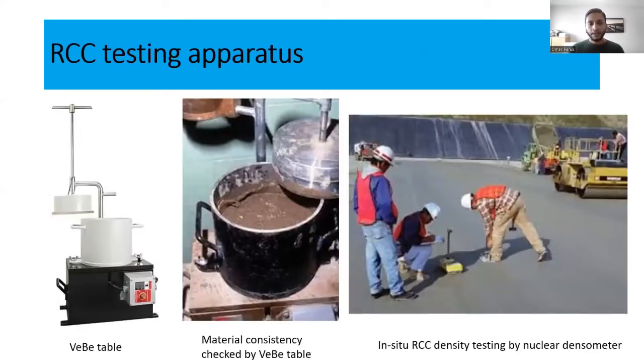When we deliver the material on site, and we're going to be building in a large volume, we need to make sure that each truck is bringing consistently the same material. On the left of the screen, you see an apparatus called the VB table. This is a cylinder-shaped apparatus, and on top there is a surcharge weight, and it is mounted on a vibrating table. This black box is a vibrator, and there is a switch you turn on manually to start vibrating and shaking the material.